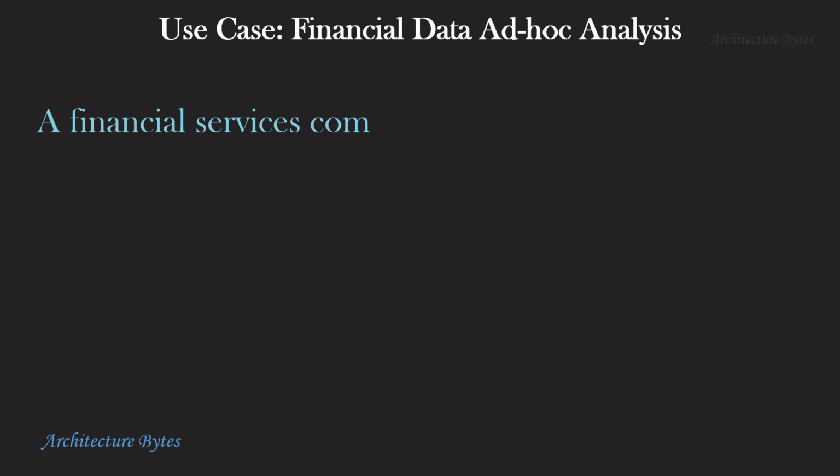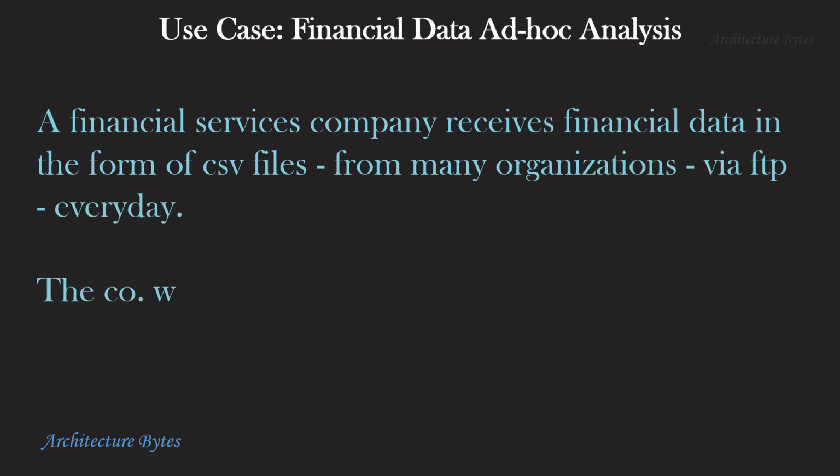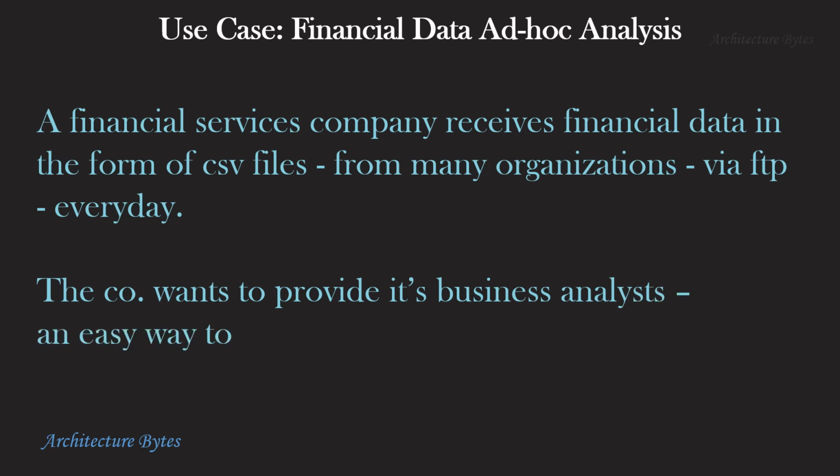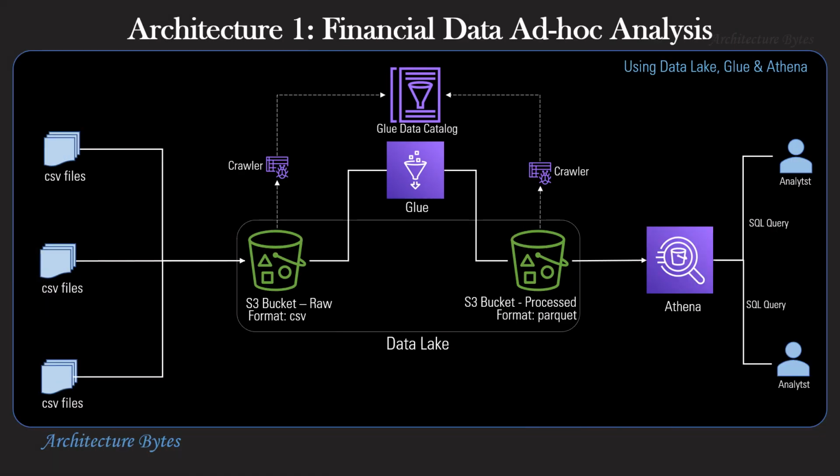A financial services company receives financial data in the form of CSV files from many organizations via FTP every day. The company wants to provide its business analysts an easy way to analyze this data with ad hoc queries. Let's look at the architecture for this use case. We have a data lake with two buckets, raw and processed. Incoming raw CSV files are saved in S3 bucket raw.